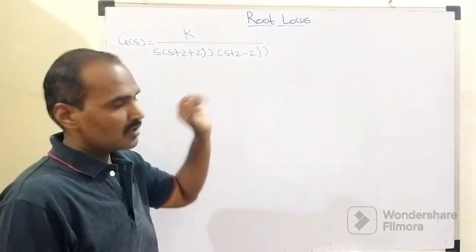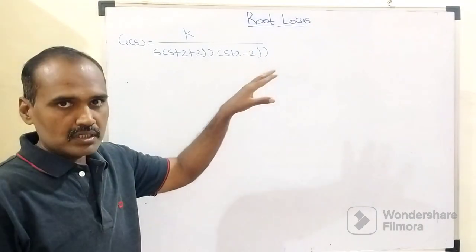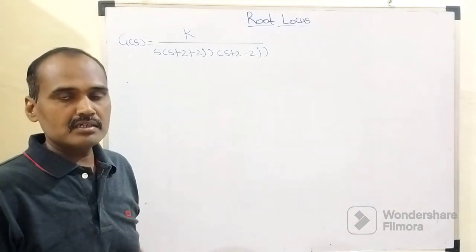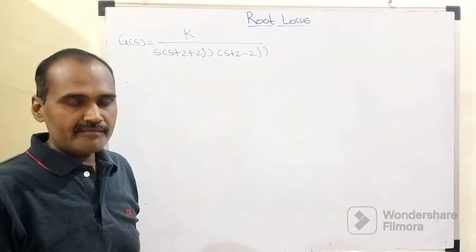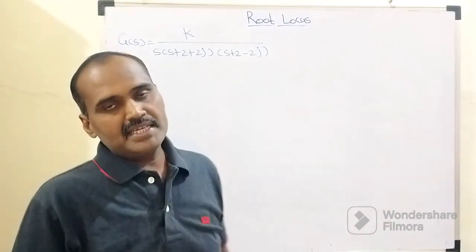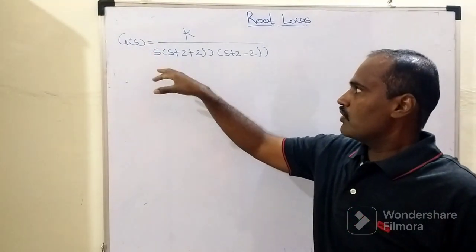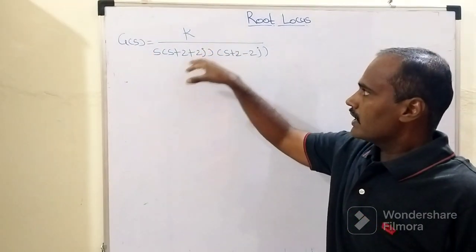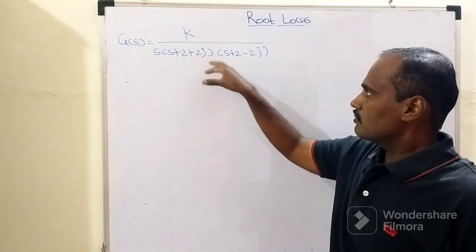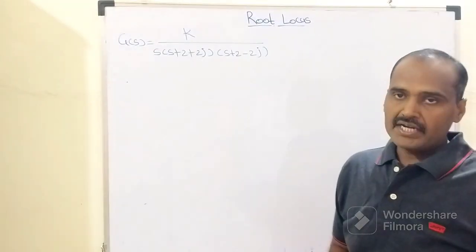As you can see, our objective is to plot the root locus curve for this given closed loop unity gain feedback system whose open loop transfer function is mentioned in this numerical. The open loop transfer function is denoted by G(s) equals K upon s into (s plus 2 plus 2j) times (s plus 2 minus 2j), right?